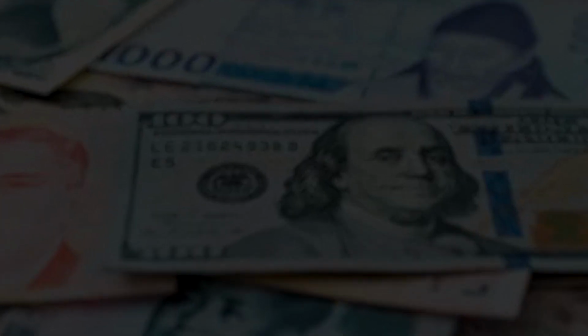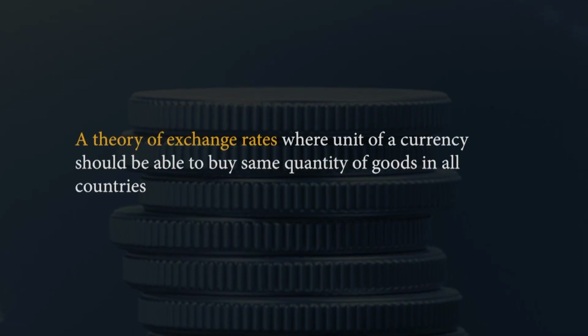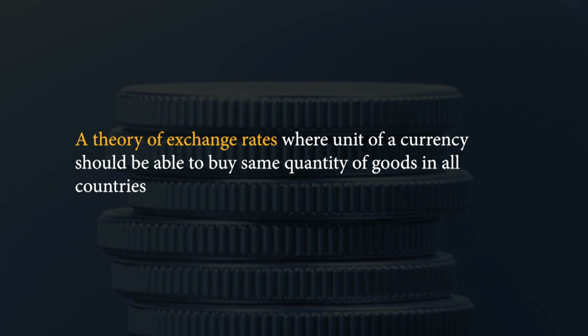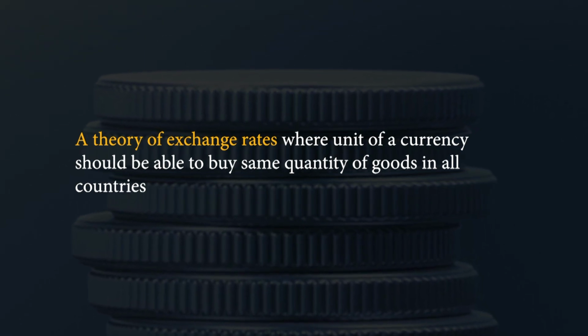So this boils down to the concept of purchasing power parity. So what is that? A theory of exchange rates where a unit of a currency should be able to buy the same quantity of goods in all countries. So purchasing power parity means that the quantity to be purchased should be the same when the exchange rates are equalized, or there is a parity between them. So based on the law of one price, when the nominal exchange rate equalizes the price of the basket across the countries, that is where the equalization takes place.